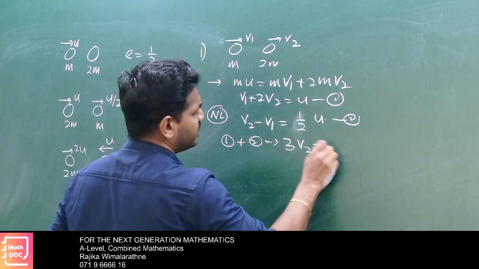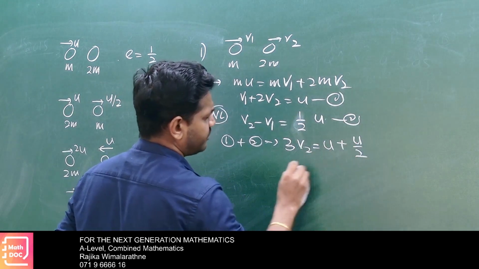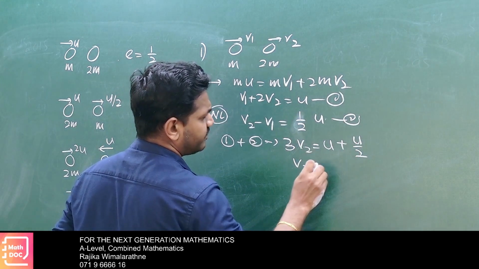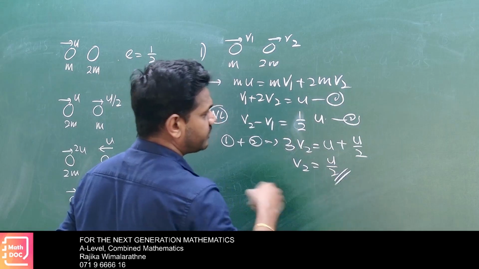3v2 = u plus u over 2. Then v2 equals u over 2. Then you can find the other one, no?